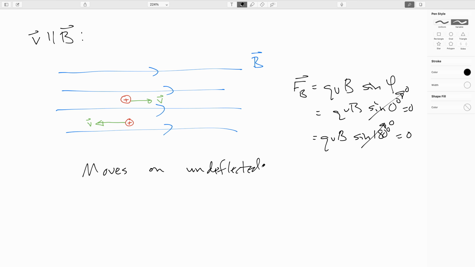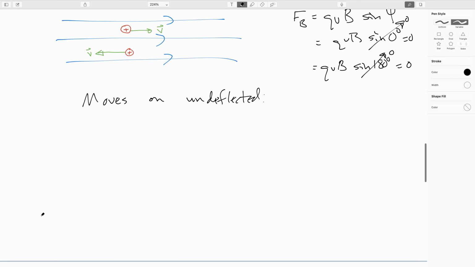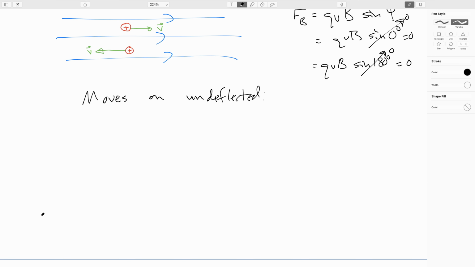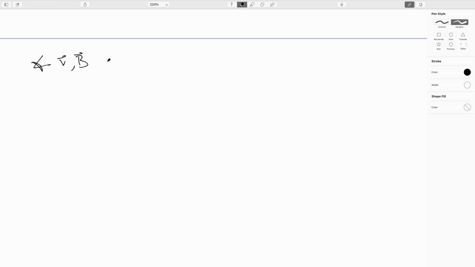All right, well, what about then the more general case? What if our particle is moving neither parallel nor perpendicular to the magnetic field, but just at some random angle? So we'll say that the angle between V and B is equal to something, as long as it isn't 0, 90, or 180 degrees. What does the motion look like then? What do you think?